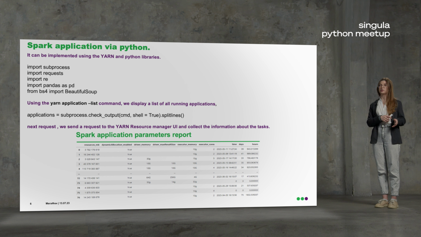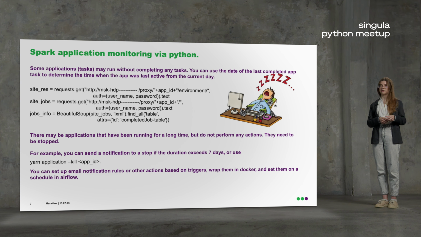This way we will get a data frame that will contain accounts, application IDs, launch URLs, and resources used. IDs and URLs are hidden in the picture. Why is this even necessary? Using this information, you can configure triggers for specific events. For example, some apps can run without performing any tasks.